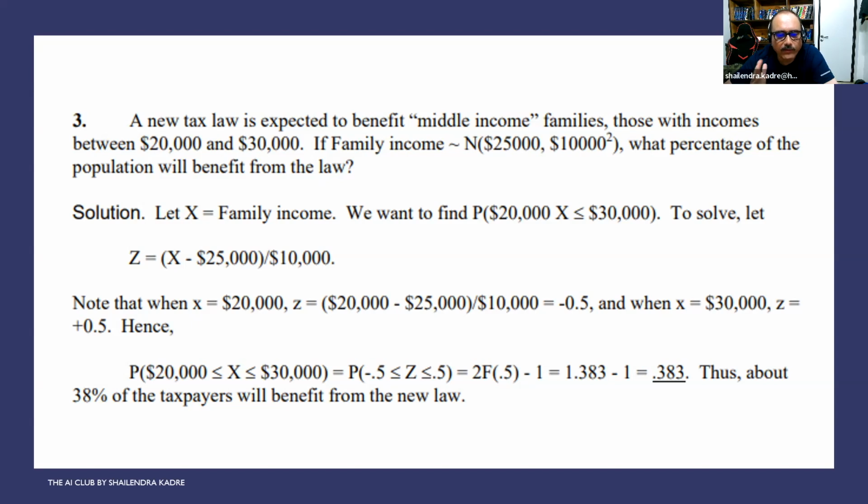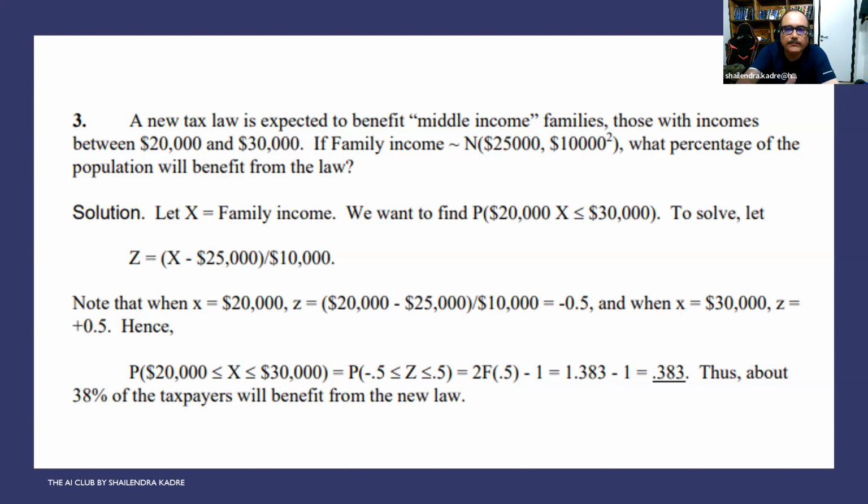If you want to survive in the US, your salary should be more than $50,000 or $60,000 per year. Then only you can barely survive. So if you have a $20,000 to $30,000 salary per year, that means you are in the lower middle class or poor class. So this law will benefit those whose income is between $20,000 and $30,000, the lower middle class in the US.